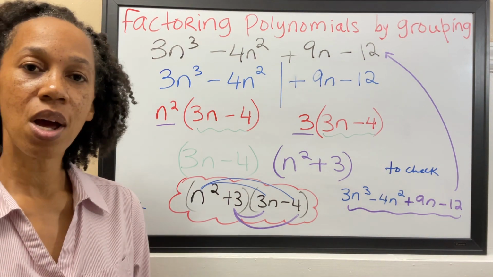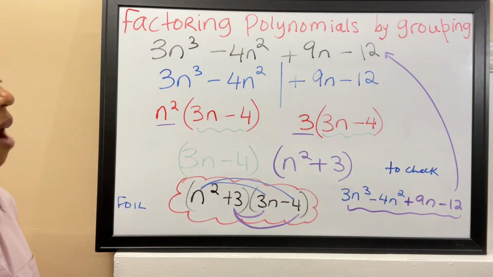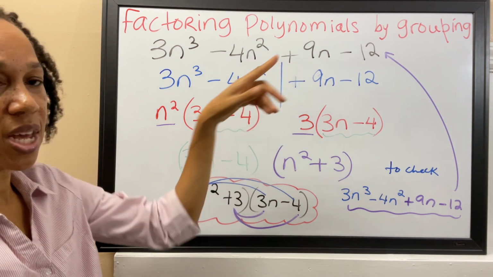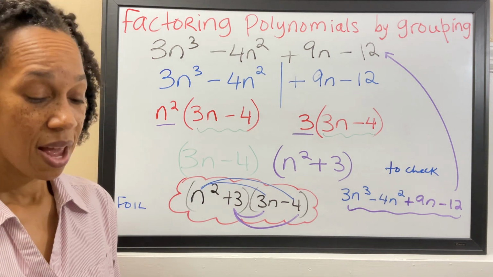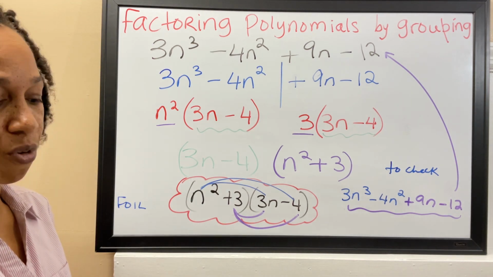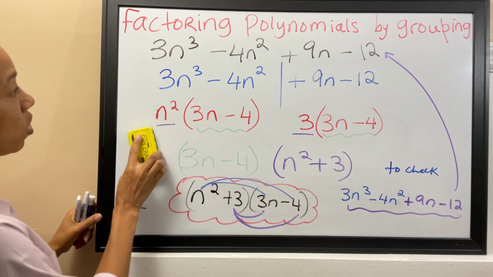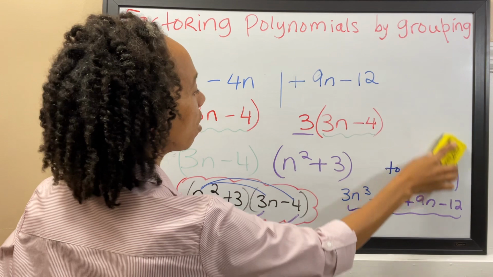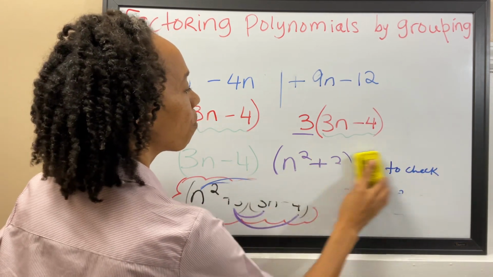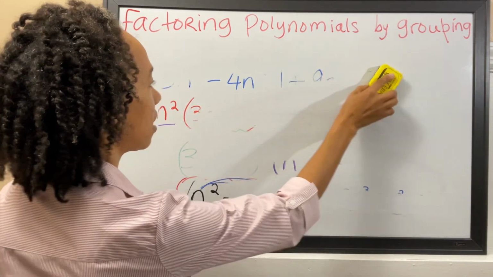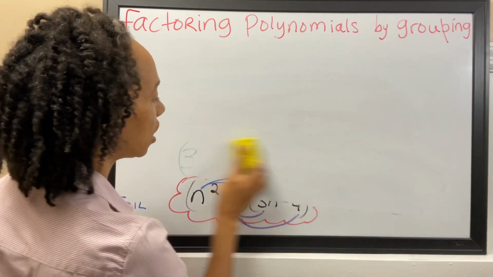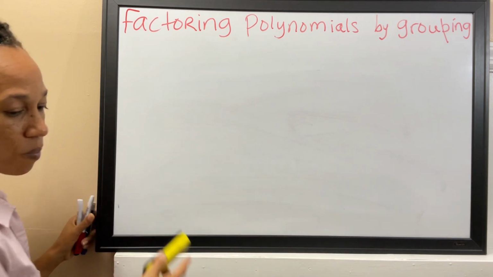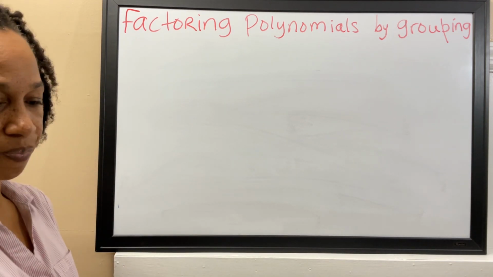Now, there is another situation I want to show you: what if your middle operation here was negative? I'm going to do an example like that for you, so you know what to do. Because there are some students out there who have problems dealing with negative numbers, and I'm going to illustrate to you what to do if you had a negative number there. All right, so let's get right into it.